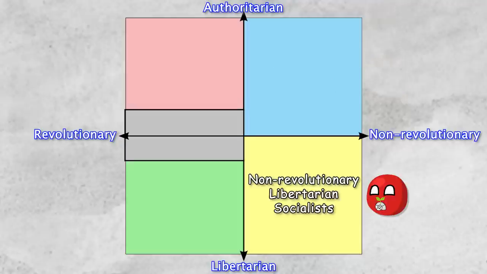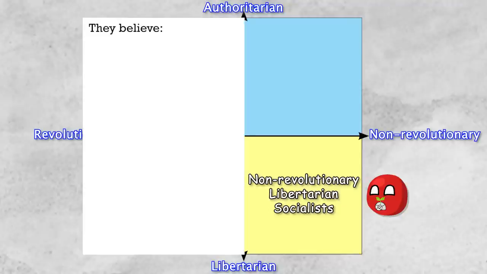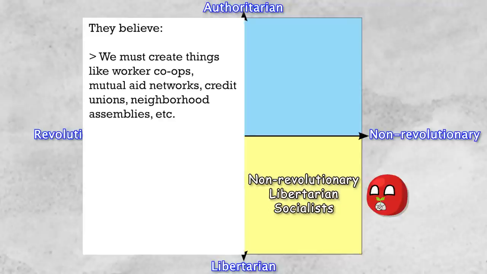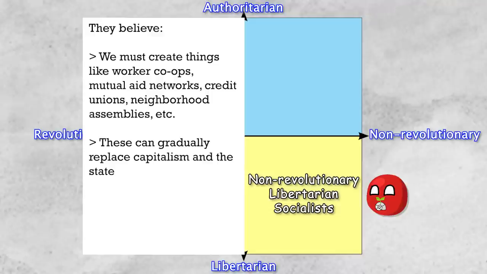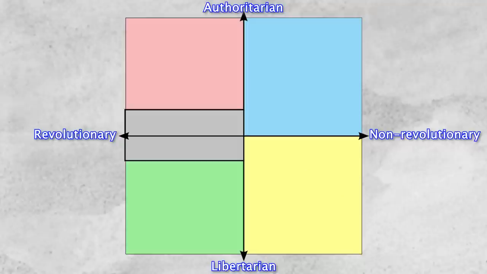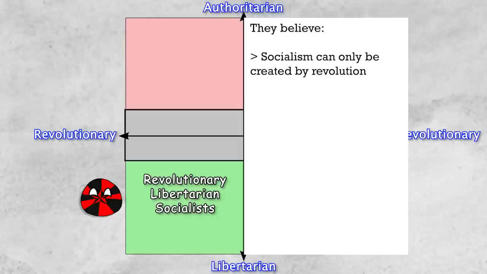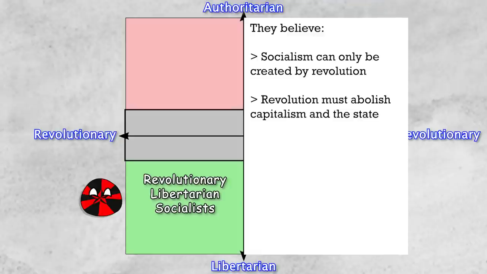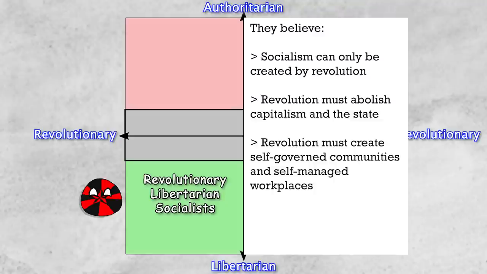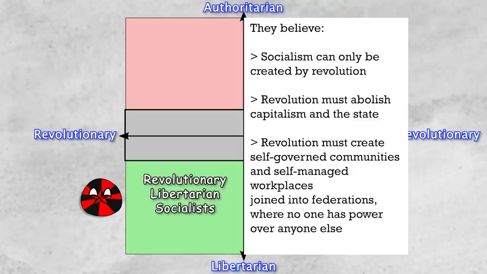In the bottom right, non-revolutionary libertarian socialists believe we can create socialism by creating things like worker-owned cooperative businesses, mutual aid networks, credit unions, neighborhood assemblies, and other organizations that can gradually replace capitalism and the state. In the bottom left, revolutionary libertarian socialists believe that socialism can only be created by revolution, that revolution must abolish both capitalism and the state, and must create a society of directly democratic self-governed communities and self-managed workplaces, joined together in federations where no one has power over anyone else.